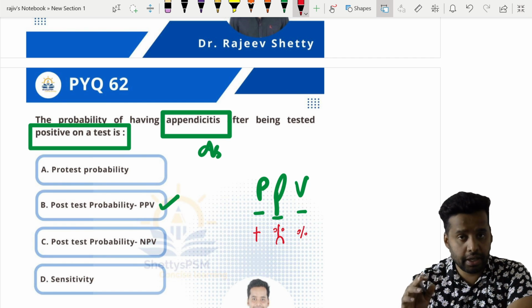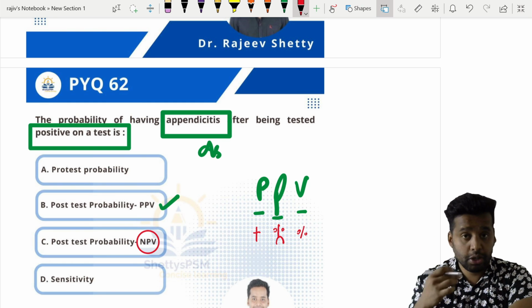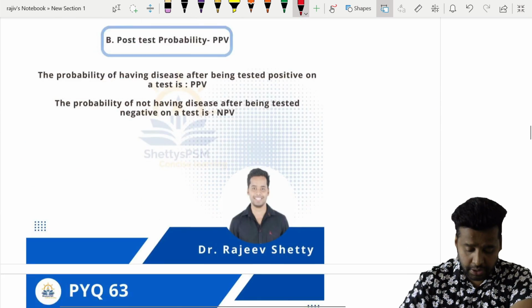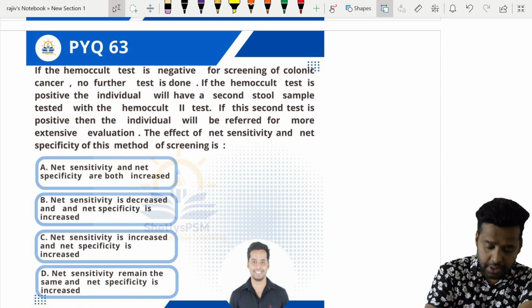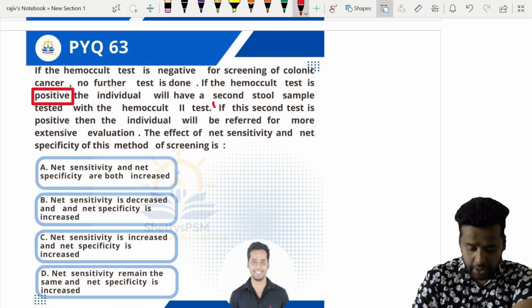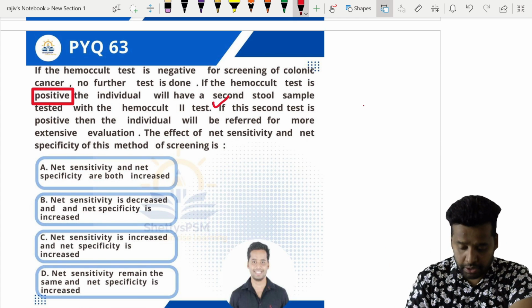Test results are negative. What is ruling out? Negative predictive value. What is ruling in? Positive predictive value is the answer. The test was done. If the first test is positive, then we do the next test. Then we assess for further evaluation. That means it is sequential testing.